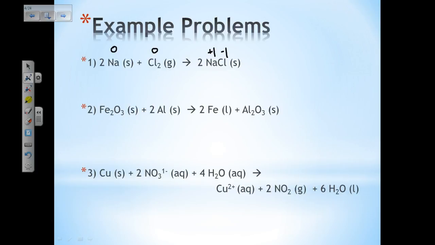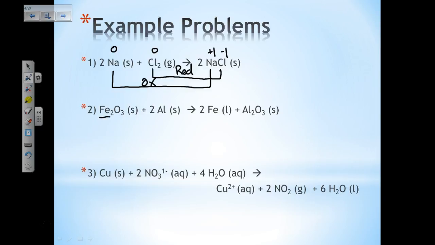So now we can determine what's being oxidized and what's being reduced. I always pick out the reduced one because reduction is where the charge goes down. So from 0 to -1, this has got to be the reduction. And then sodium, this has got to be oxidation. Remember, you can't have one without the other. It's like love and marriage.